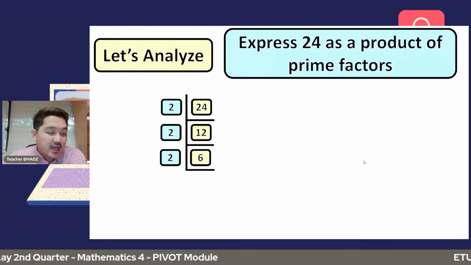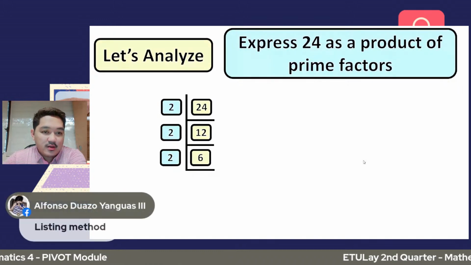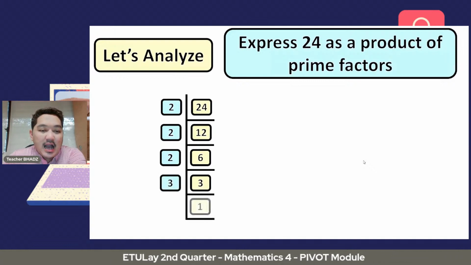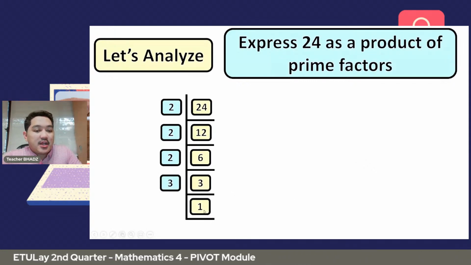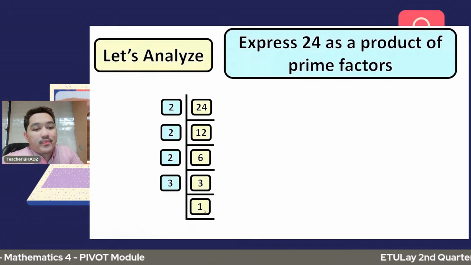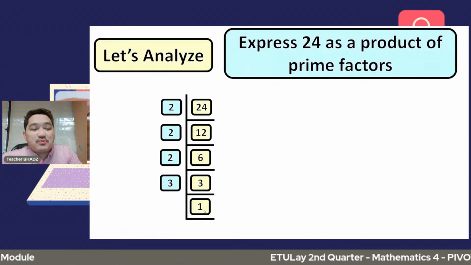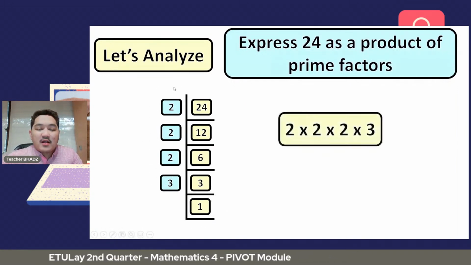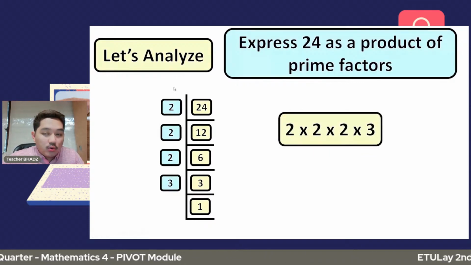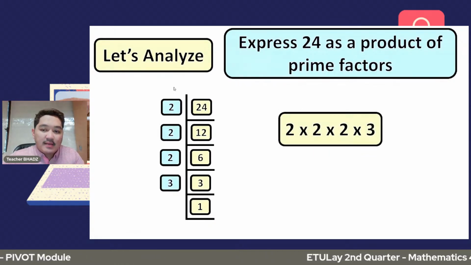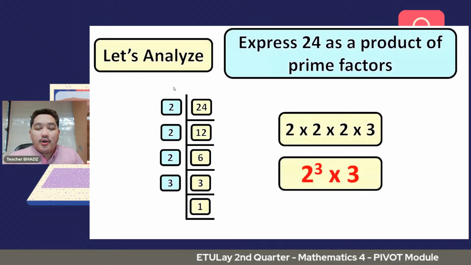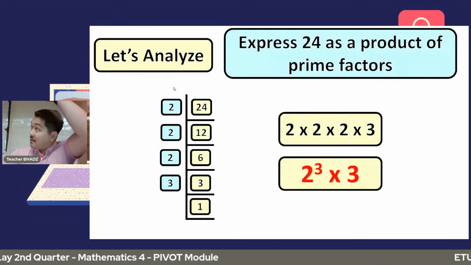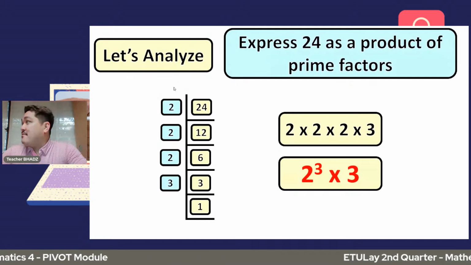Some call it listing and some tinatawag nila continuous division method. And then 3. Ang end goal natin is, ang marating natin sa baba is 1. Ang matitirang number is 1. So, ayan na po. If we're going to analyze this one, ang mga prime factors po ay itong mga blue sa gilid. So, prime factors of 24 are 2, 2, 2, and 3, or 2 times 2 times 2 times 3, or 2 raised to the third power times 3. So, ito yung mga prime factors nila.